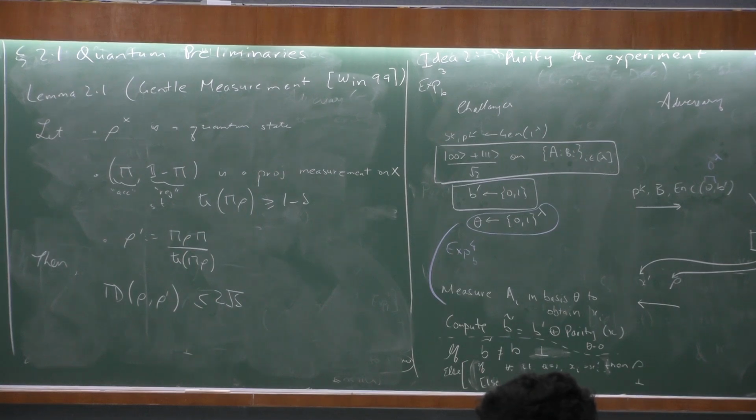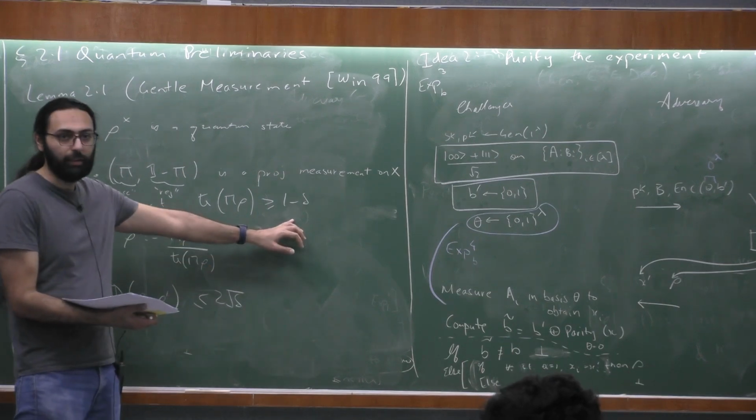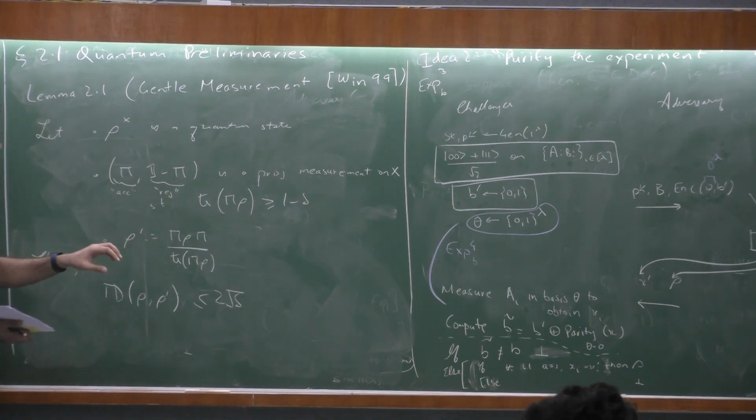Is this for any delta or only for small delta? The theorem doesn't say small, so it's for any delta. Of course, it has to be at most 1, but besides that, it's okay.